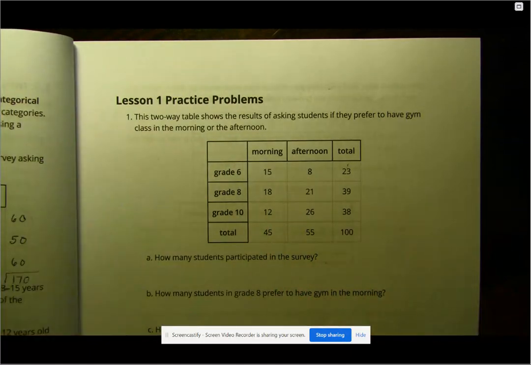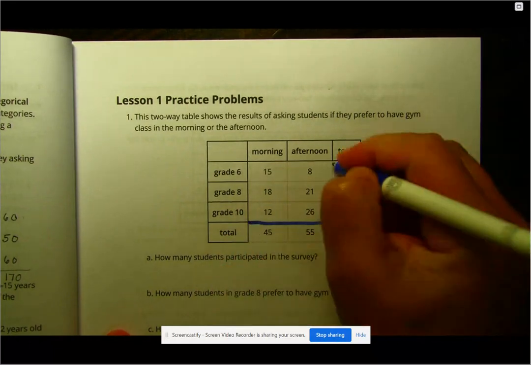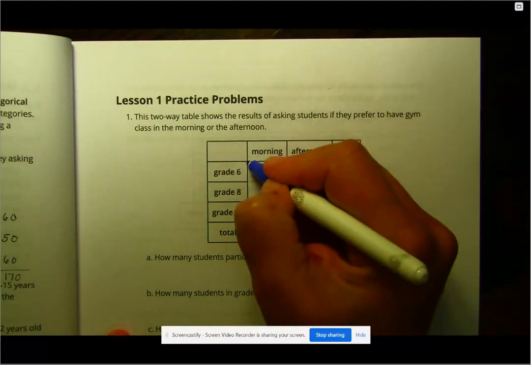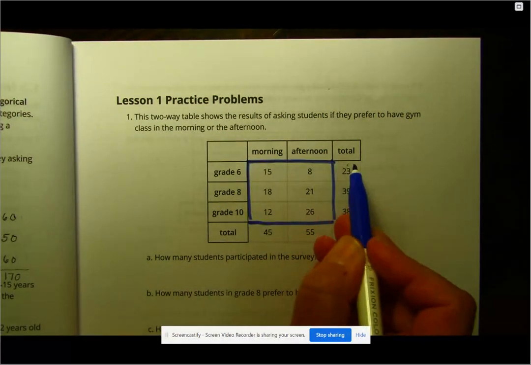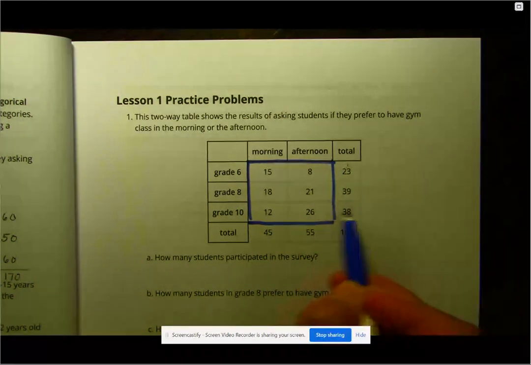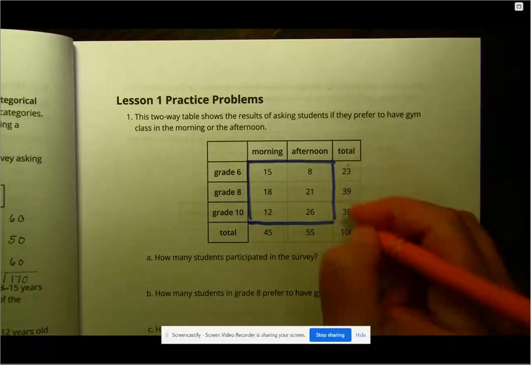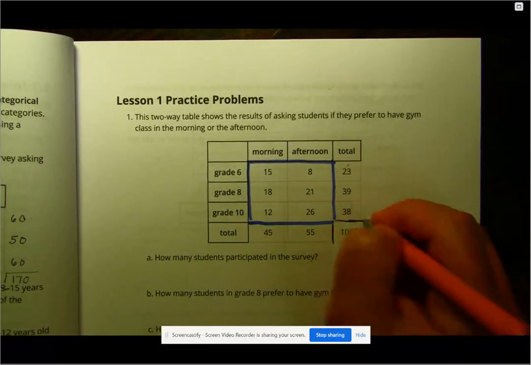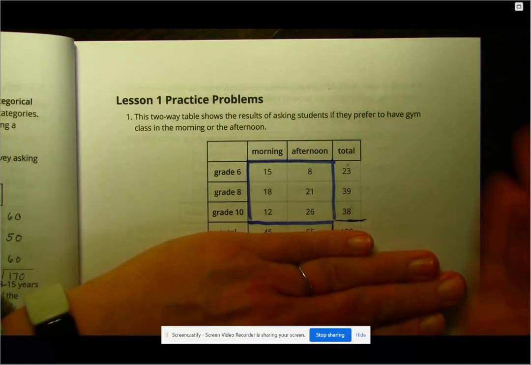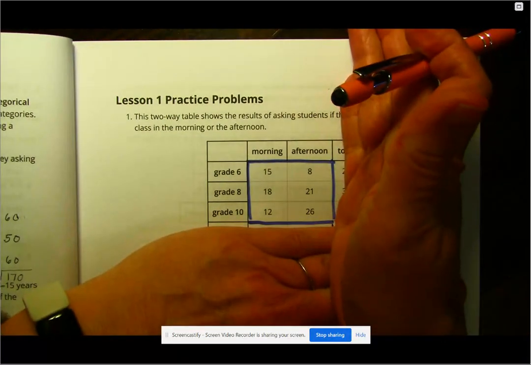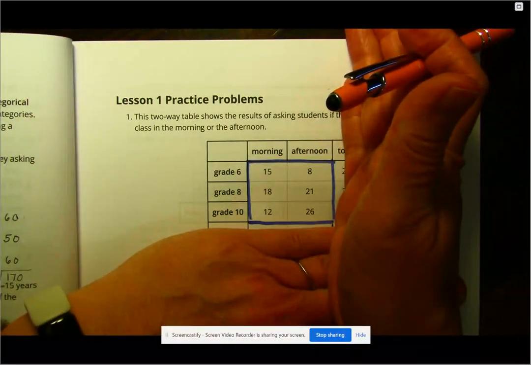So when they give the totals, sometimes it can be a little confusing, so I like to separate this part, right? This is everybody, and this is where they totaled it up off to the right and down below. And here is where you can see the total number of kids altogether. So take a look at that. Sometimes if you ignore the totals at first, it makes a little bit of sense of what was asked. You know, do you like gym in the morning or afternoon? And what grade are you in?